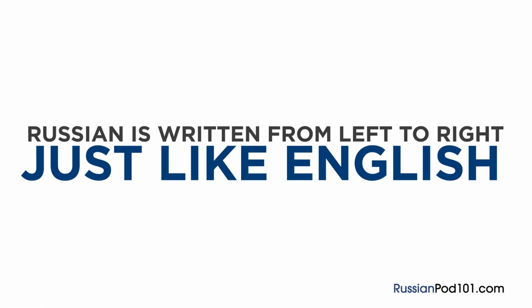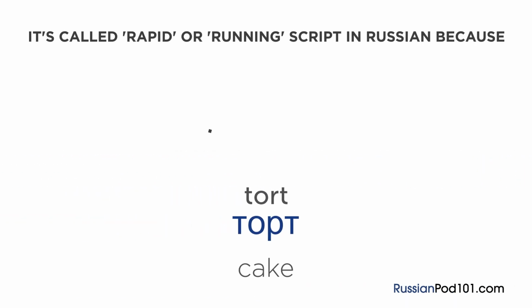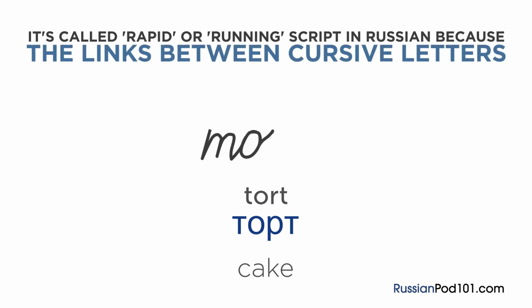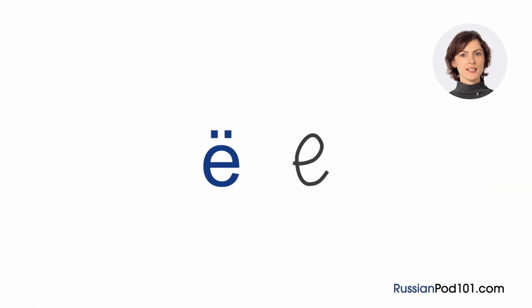Russian is written from left to right, just like English. Also similar to English, Russian is written in cursive letters when handwritten. It's called rapid or running script in Russian because the links between cursive letters significantly increase the writing speed. Unfortunately, this increase in speed and convenience often results in the omission of the stress marks on the letter yo. It's continuously being omitted in modern-day Russian, making it look like the letter ye instead. This is convenient for those who are fluent in Russian, because words can still be understood based on context, but this can be problematic for new learners of Russian.